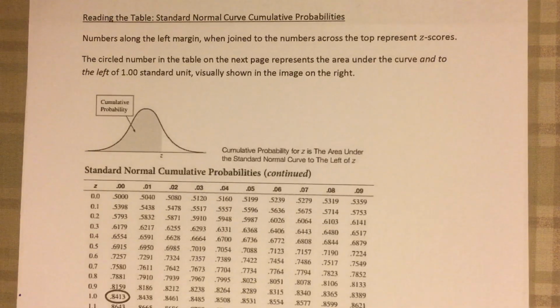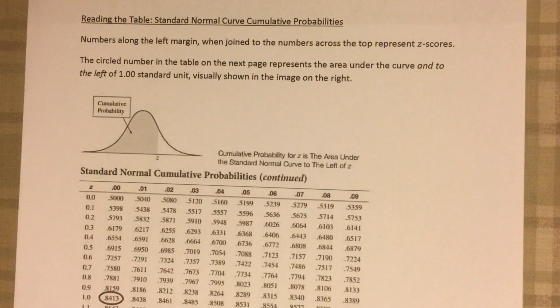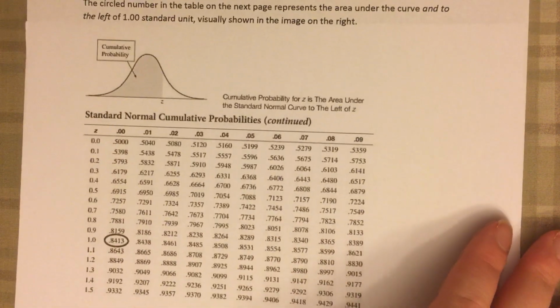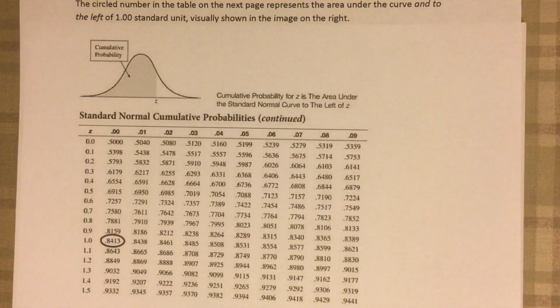All right, so this table that I keep talking about, we need to know how to read it. And so what we're going to do is match up our numbers on our left margin with those on our top margin. So numbers along the left margin, when joined with the numbers across the top, represent z-scores. Looking at this particular table, the number value that I have circled corresponds to the z-value of 1.00.